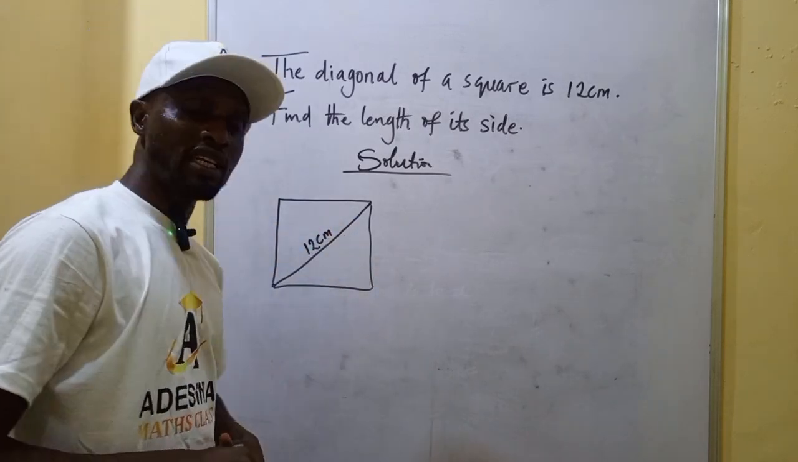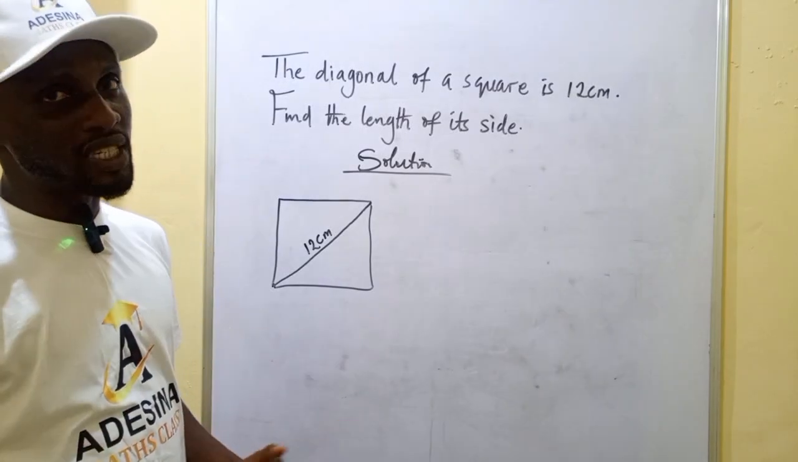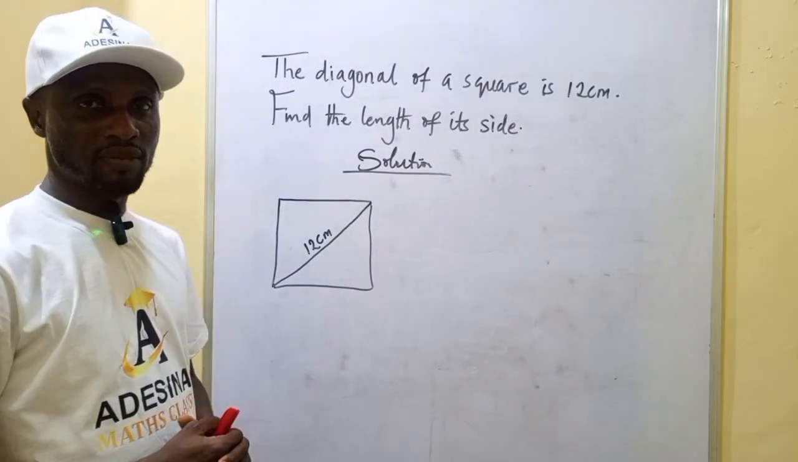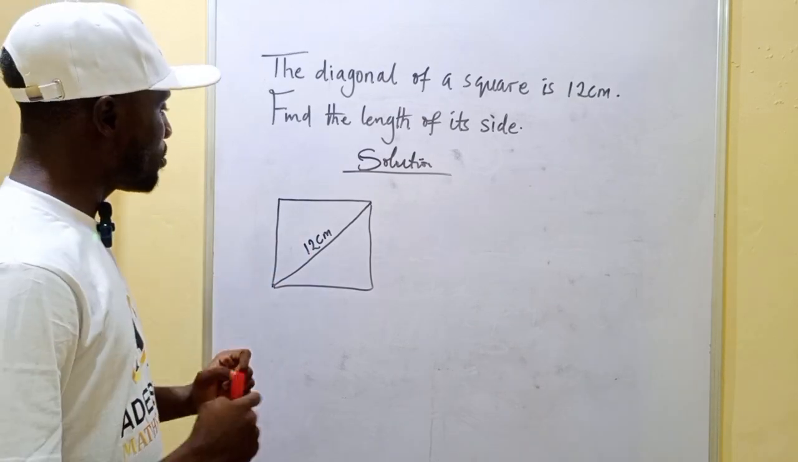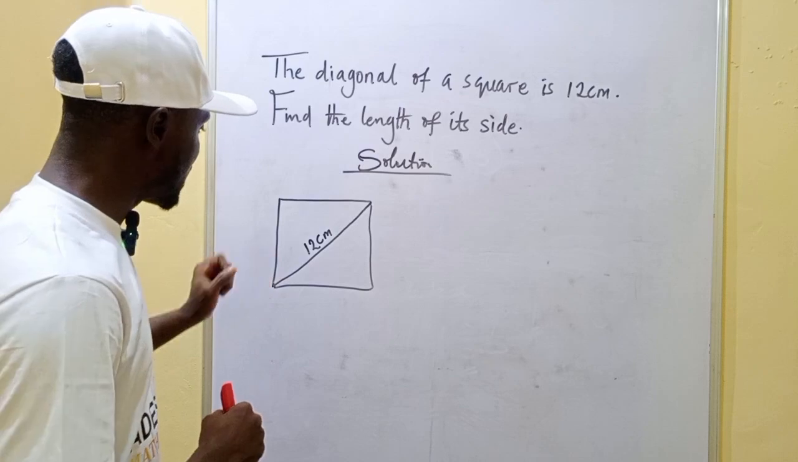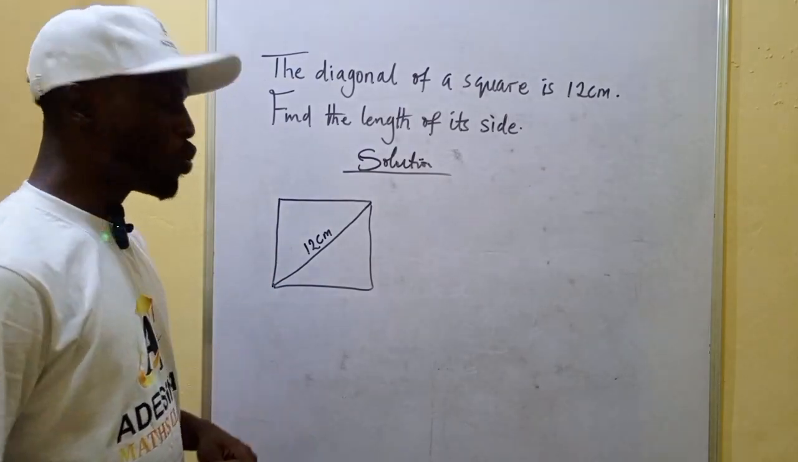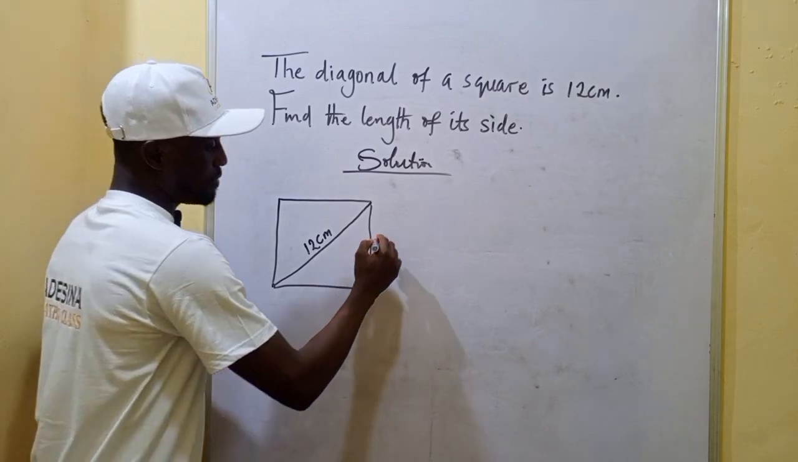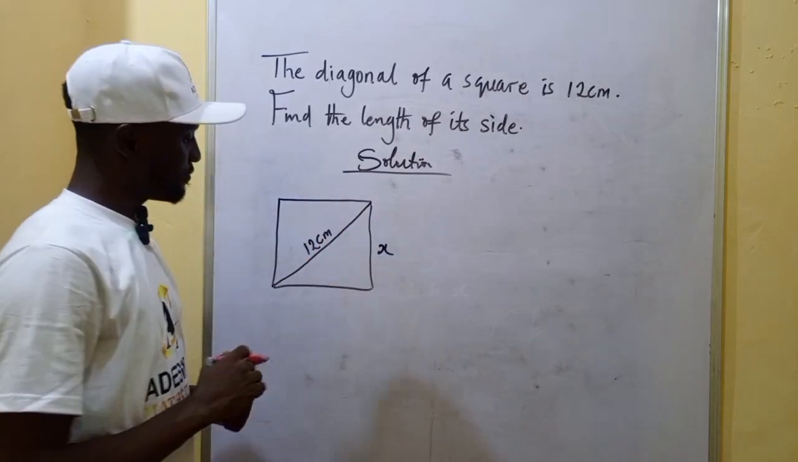I say find the length of a side. We don't know what the side is. So this side represents a number. There's a number that represents the side of the square. So how do we find the number that represents the side of the square? Since we don't know, we can use any letter to represent it. So let me say the letter here is X.